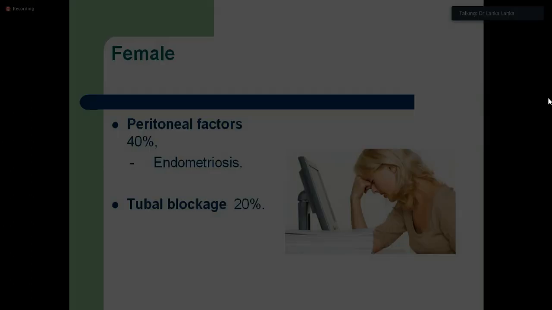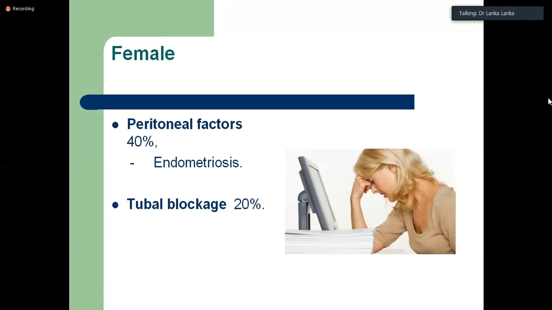So females, usually when we talk about the female, we have to consider 3 things. One, the major thing, is ovulation. Is there an ovulation dysfunction? The second thing is, are there tubal problems? And the third one is, is there any anatomical problem in the genital tract?